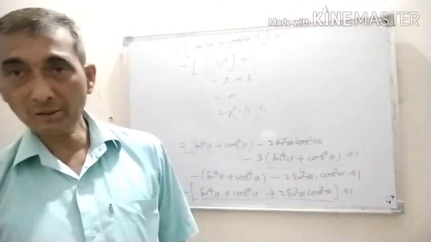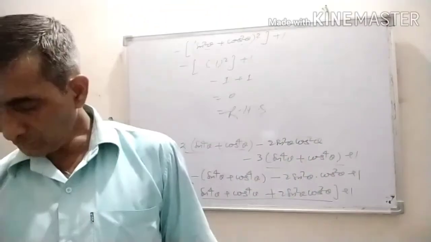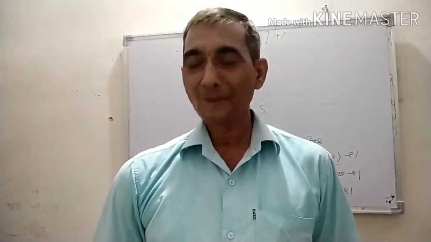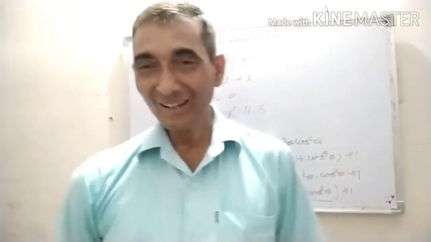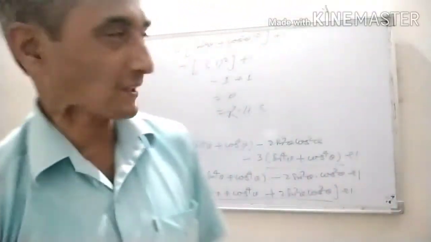The first part of question number 4 says: form the pair of linear equations in the following problems and find their solutions, if they exist, by any algebraic method. The first question is not showing in this book. Now the second question, second part.